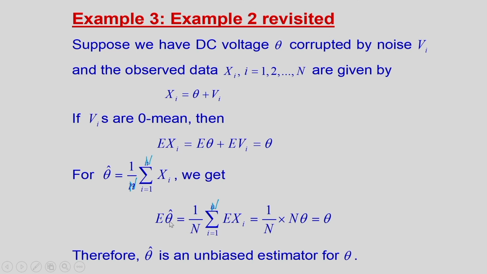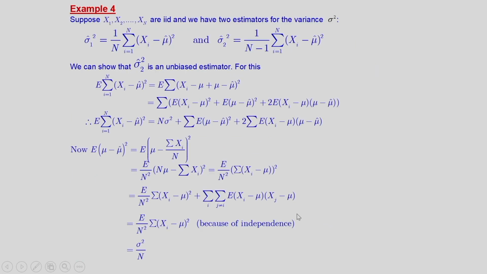E of theta hat will be equal to 1 by n into summation i going from 1 to n of E of xi. Now E of xi is equal to theta, therefore this will be equal to 1 by n into n theta, that is equal to theta. Therefore this theta hat is an unbiased estimator of theta. We will consider another example.